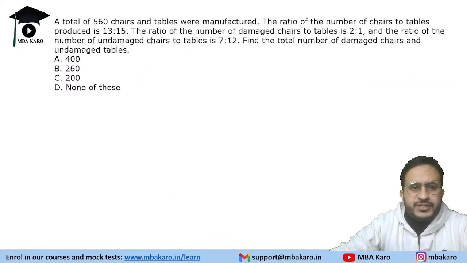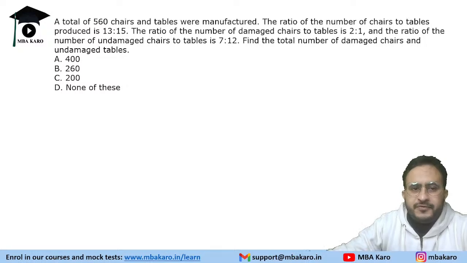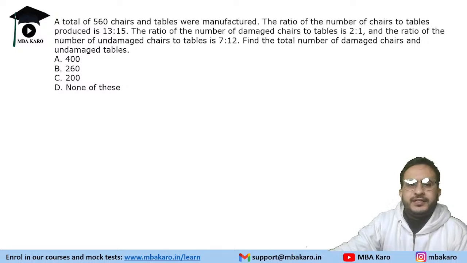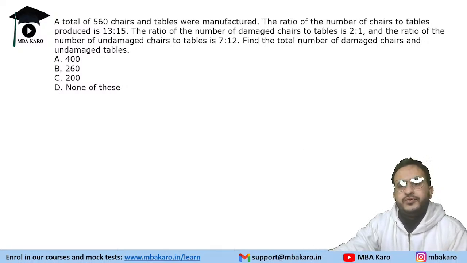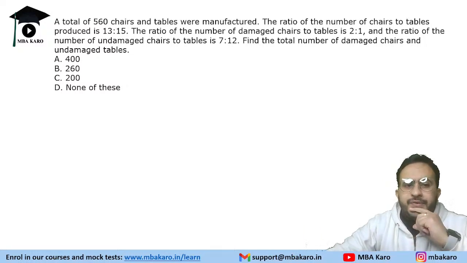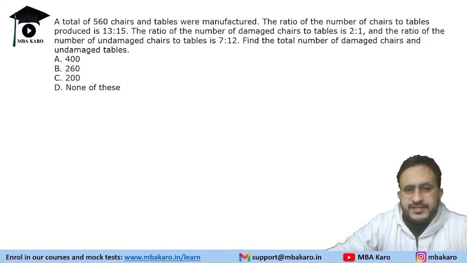Okay, next question. A total of 560 chairs and tables were manufactured. The ratio of the number of chairs to tables produced is 13 ratio 15. The ratio of the number of damaged chairs to tables is 2 ratio 1. And the ratio of the number of undamaged chairs to tables is 7 ratio 12. Find the total number of damaged chairs and undamaged tables.